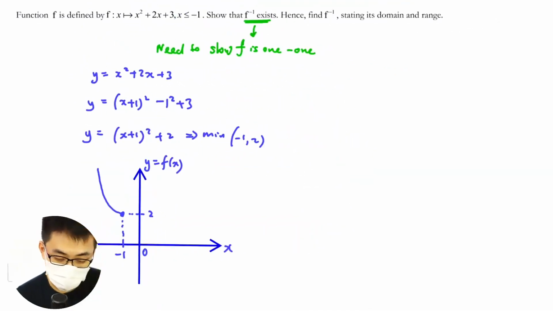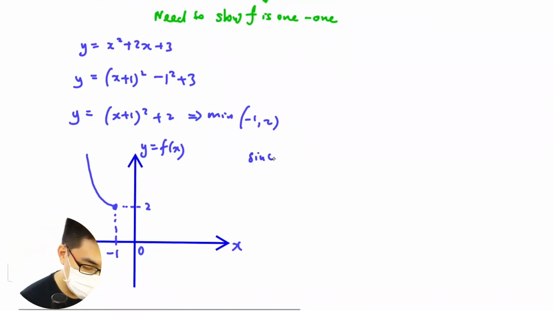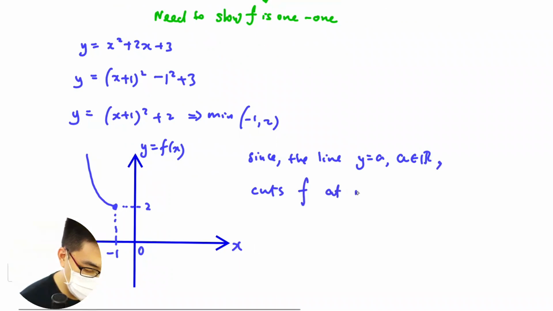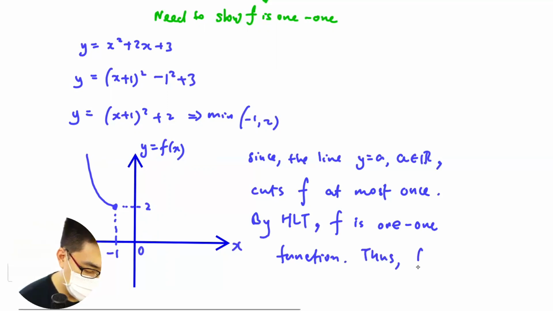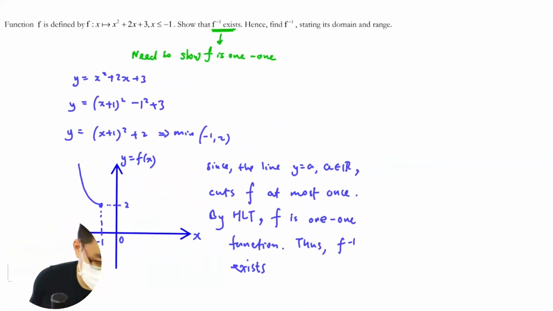Okay, so 1-to-1 function, you use horizontal line test. So what you do is, since the line y equals to a real value, any of the horizontal line cuts f at most once. By horizontal line test, f is 1-to-1 function, thus f inverse exists. So that's all you need to know.